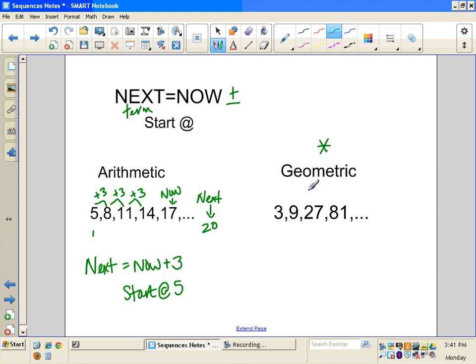In a geometric sequence, this is the one where we were multiplying by 3 each time. And so to get to the next term, I'm going to take where I am now. So next equals now, and I'm doing times 3, start at 3.